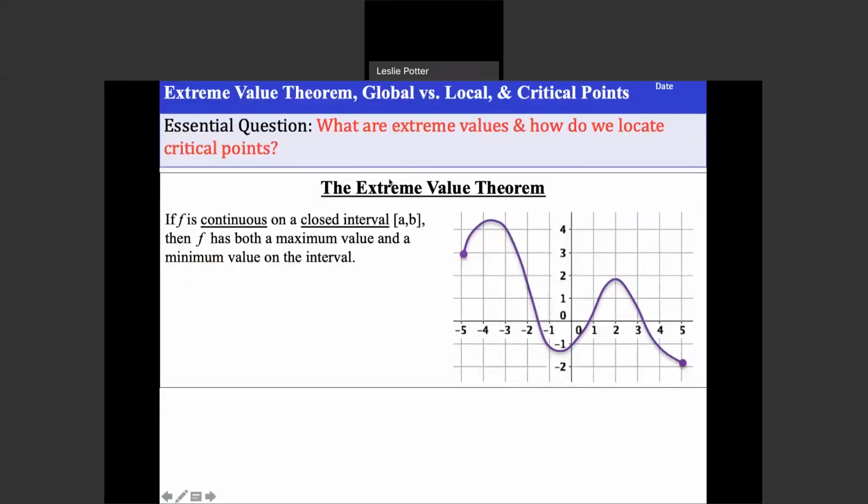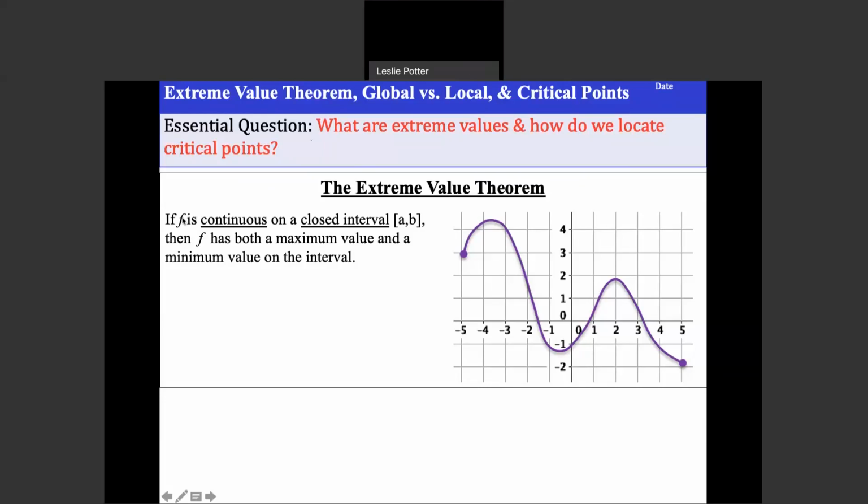So let's talk about what the extreme value theorem says. This is the third of these big three theorems that we have in differentiation. We learned about the intermediate value theorem at the end of Unit 1, I believe, and just yesterday we learned about the mean value theorem. And now we have the extreme value theorem. So the extreme value theorem says this.